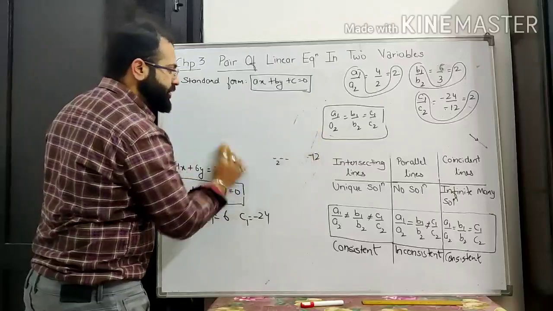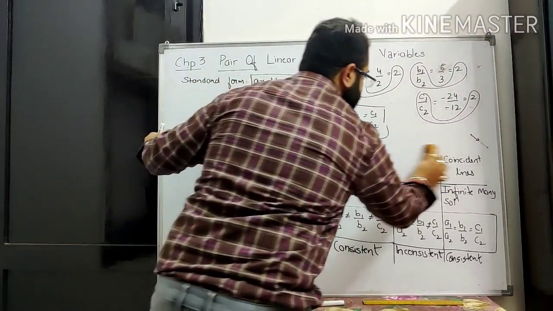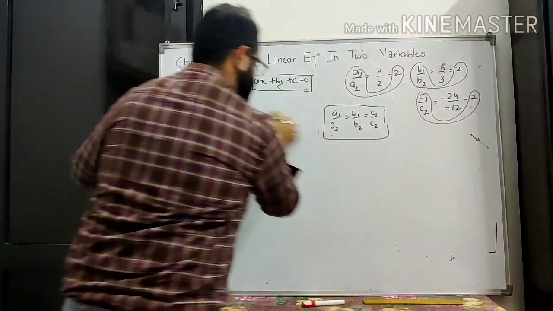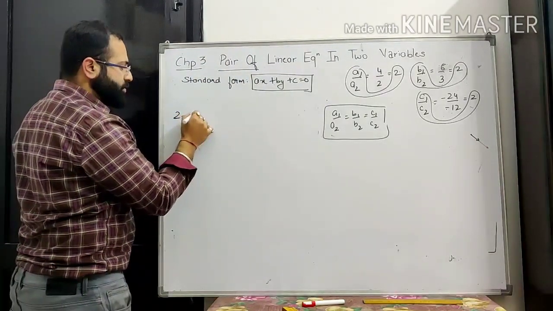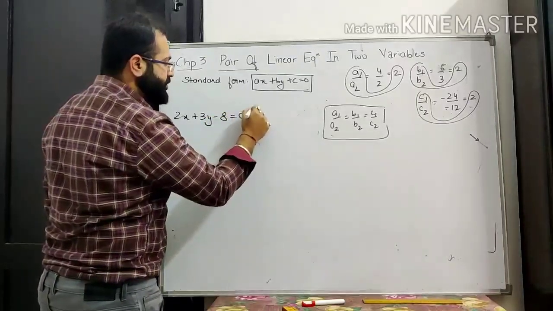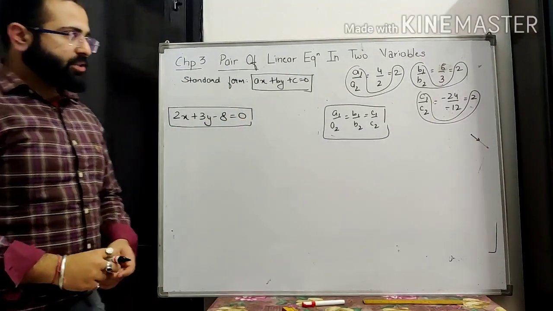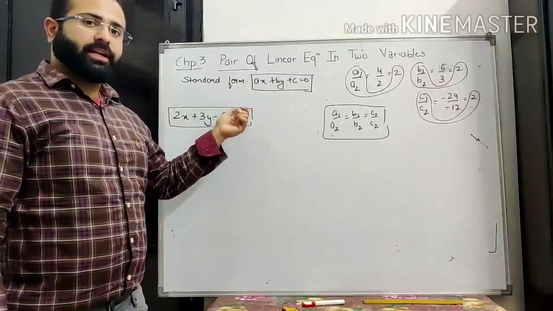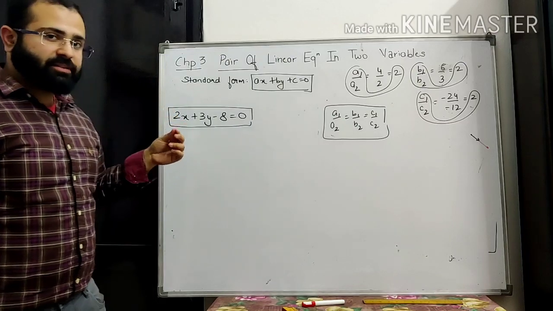We'll do one more question, on the further possibilities of how this concept can be asked in the boards. Now suppose I say that we have one equation 2x plus 3y minus 8 is equal to 0. We have been given this one equation. So in the previous questions, what did we have? We used to have two different equations. So we had to find a1, a2, b1, b2, c1, c2 and find their ratios. Now we are just given one equation.